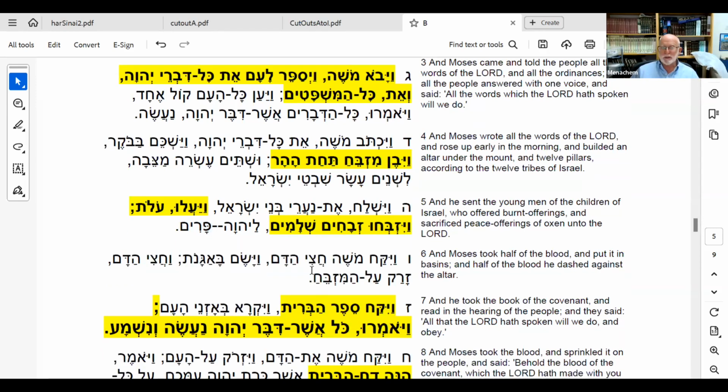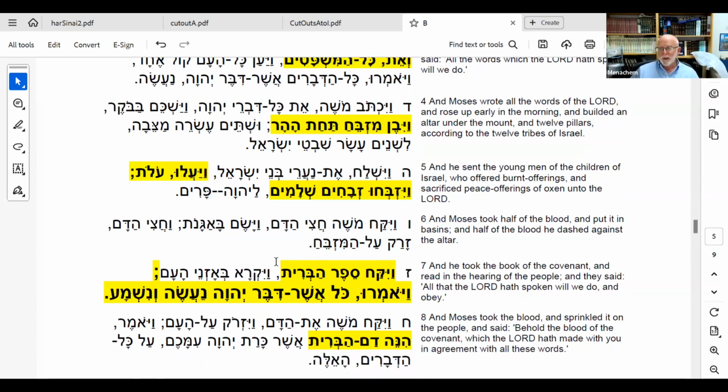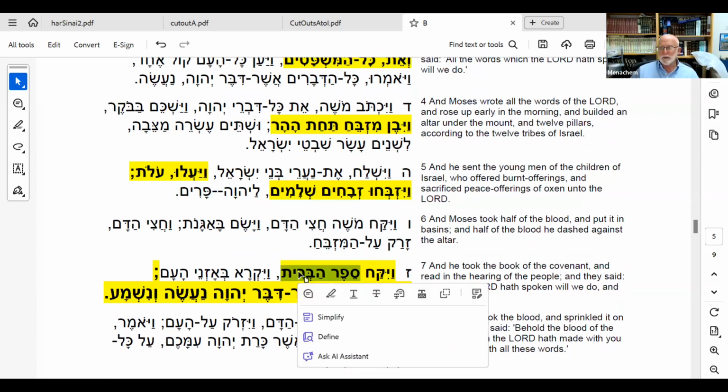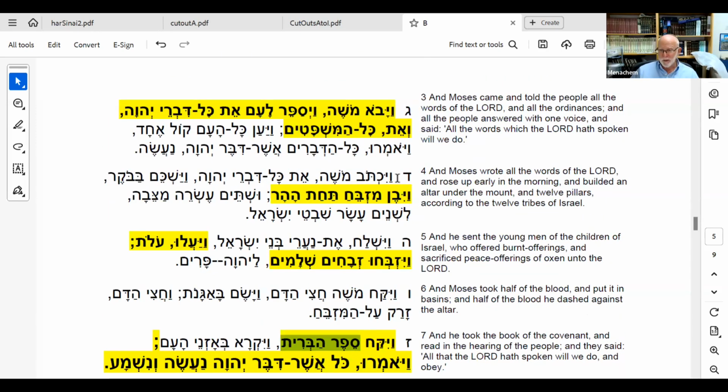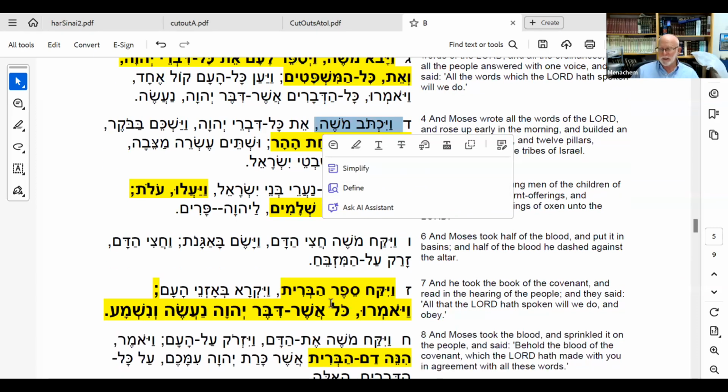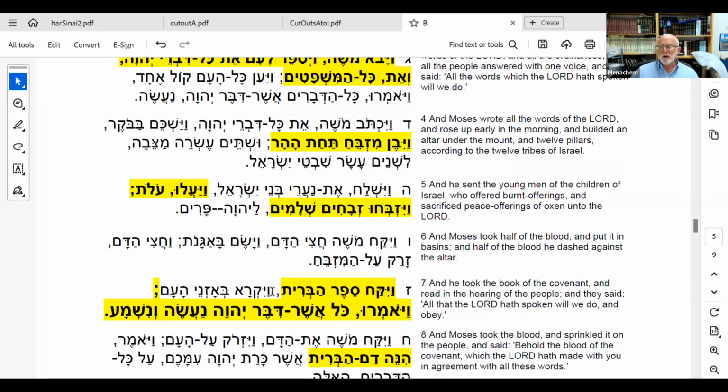Moshe takes half the blood and puts it in big containers. Half the blood he puts on the altar. Then he takes Sefer HaBrit, whatever that is. Well, most Parshanim say whatever he wrote down in pasuk Daled is what he reads out loud in pasuk Zayin. Okay, he reads it in front of the people, and the people answer this proclamation, whatever Sefer HaBrit is.